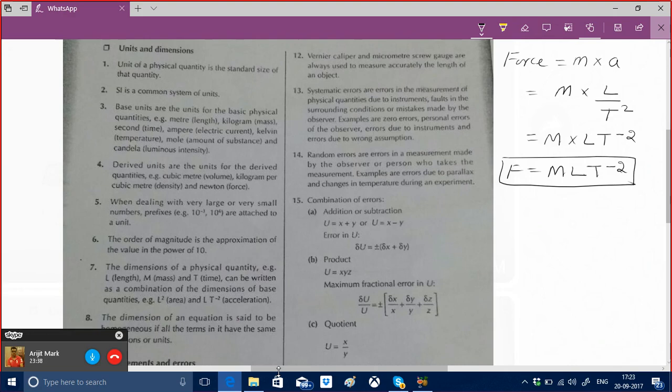Yes. So basically that is what you have to understand. Every dimension is with respect to the formula, so if you learn the formula, that is the best way to understand it, and then you can find the dimension of any quantity.